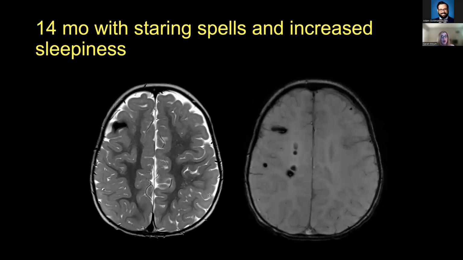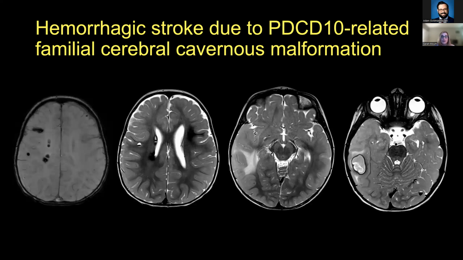Looking to the SWI imaging that was also performed, we can further characterize these lesions. We see several areas of blooming in the parenchyma, which were not as well seen by the concurrently performed T2 image. These areas of blooming represent multiple remote parenchymal hemorrhages. These findings together are most suggestive of multiple cavernous malformations.